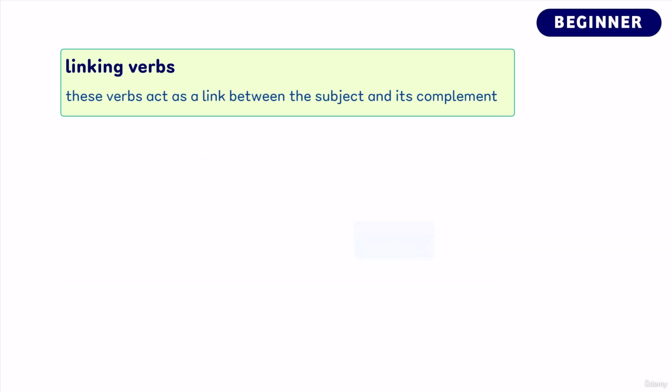Now, it's important to note that some verbs are always linking verbs, such as to be. But there are other verbs which can be a linking verb, but also other kinds of verbs. And these verbs include to look and to smell. For example, I can say, I smell the flower. And in this sentence, smell is not a linking verb, as it describes the action from the subject I. And the flower is not a complement, but the object of the verb. The flower answers the question, what do I smell?